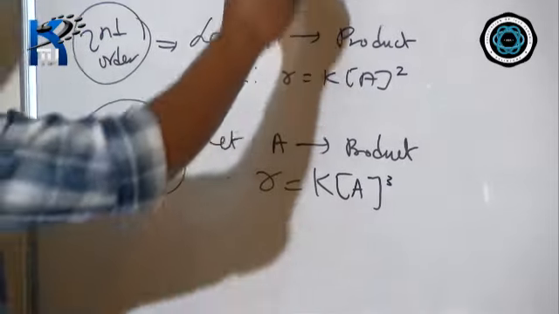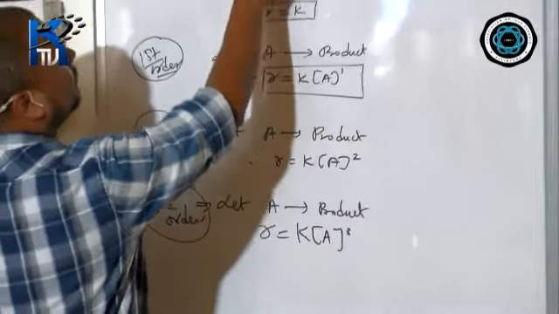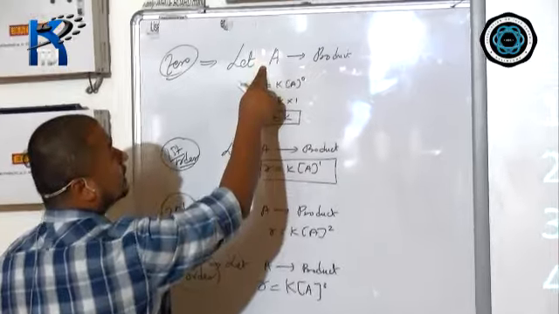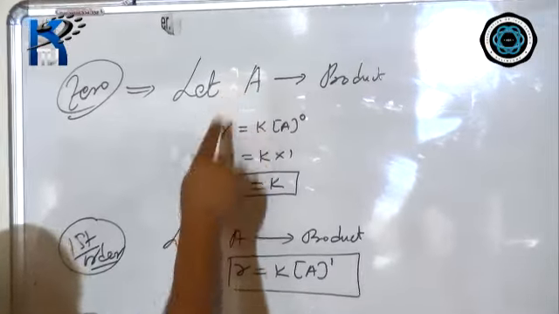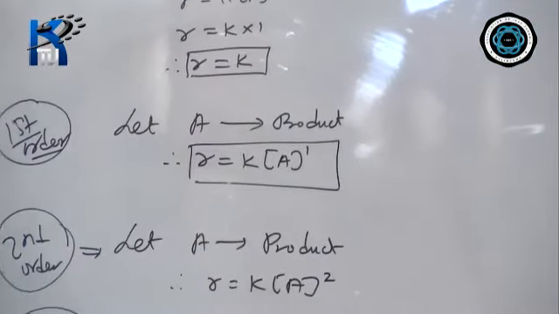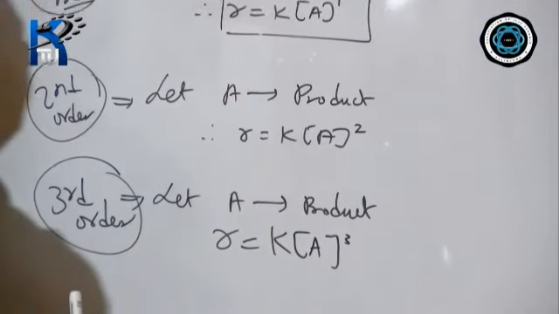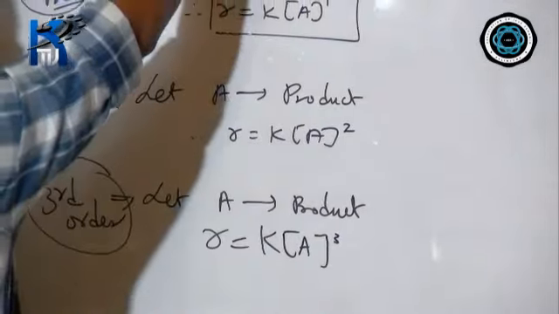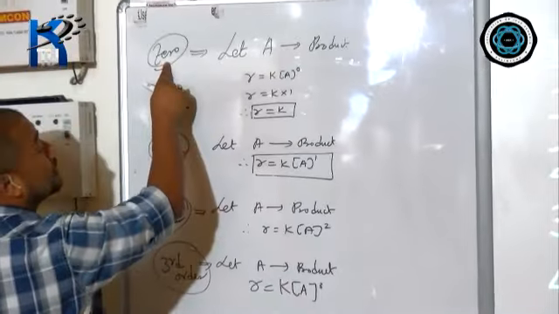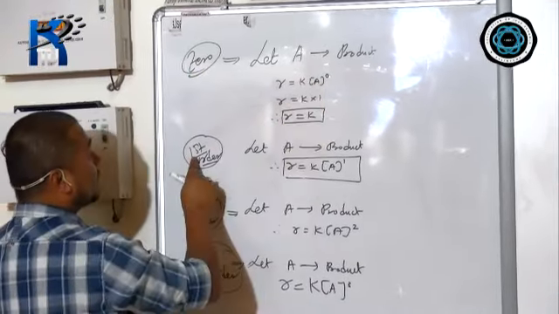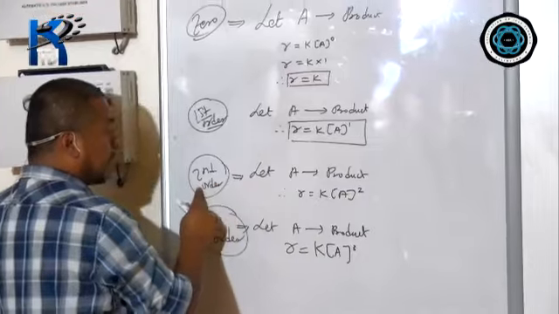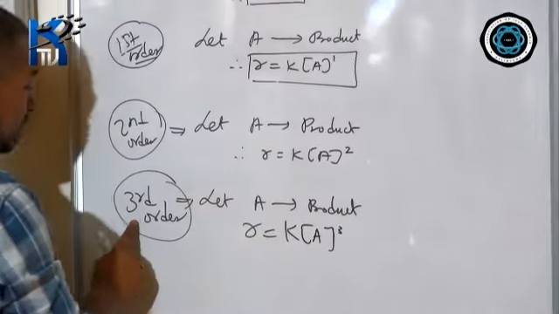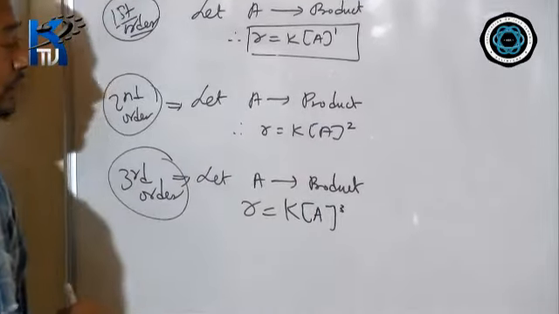Students, never get confused with the coefficient of A in the supposition part, because the coefficient is 1 everywhere, but that is the theoretical way. In the experimental way, no matter it is 1 out here, since I have considered it as 0 order, I will put 0. I have considered first order, so I will put 1. Second order, so I put 2. Third order, so I will put 3.